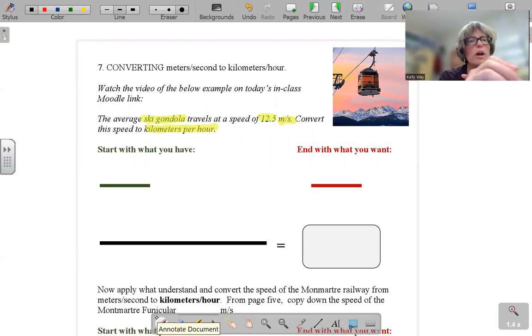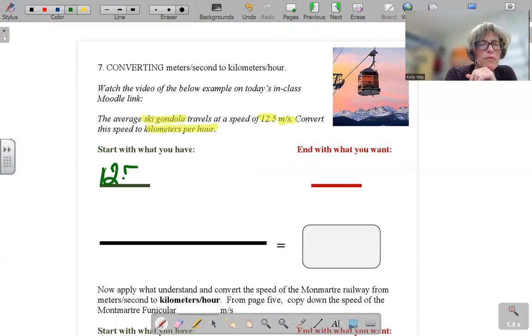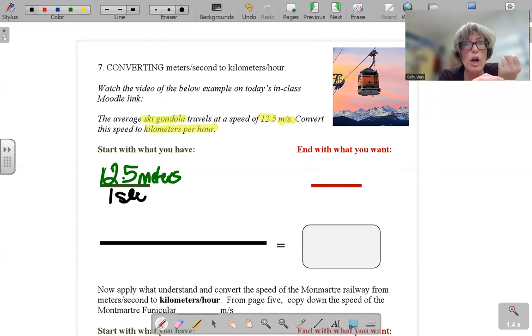So you start with what you have. What you have is 12.5 meters for every 1 second. And we want to go ultimately into kilometers per hour. So you ask yourself what you want to get into here.